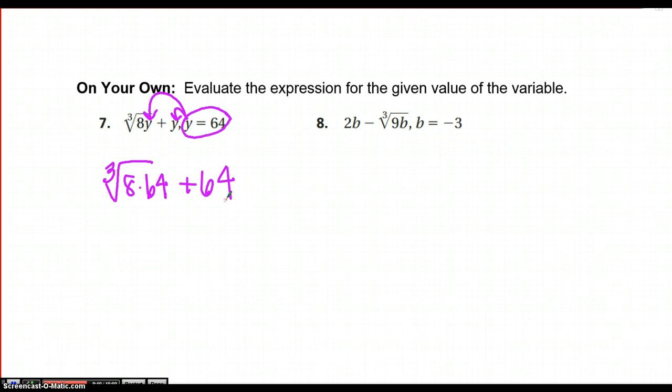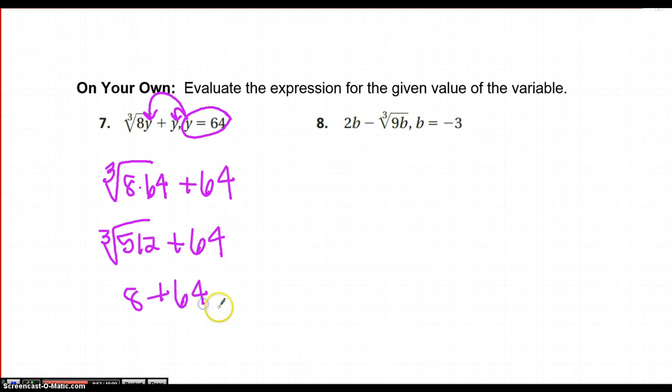Okay, so 8 times 64 is 512. So this is the cube root of 512 plus 64. The cube root of 512, I feel like I just did that. I did, it is 8. And 8 plus 64 is 72.